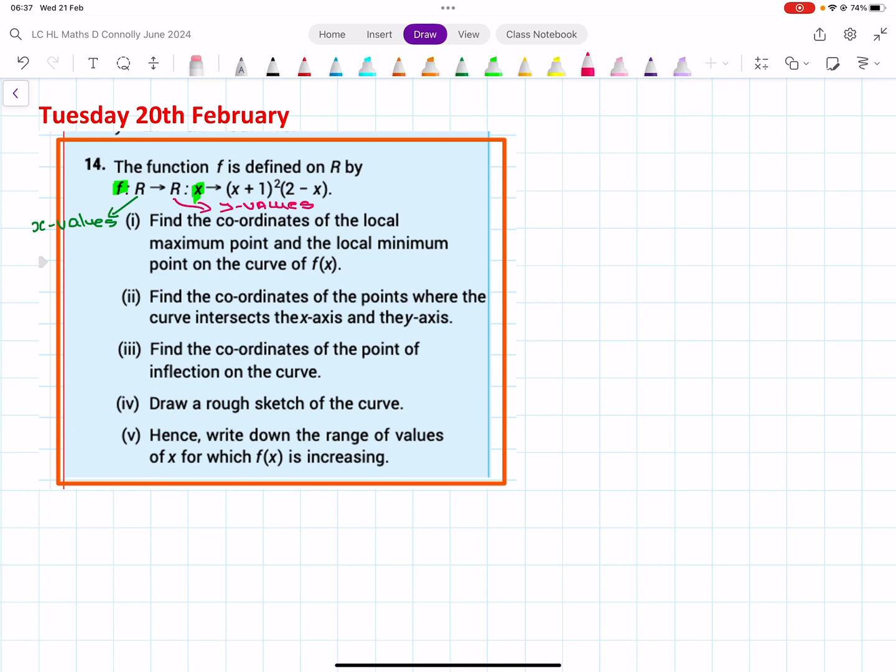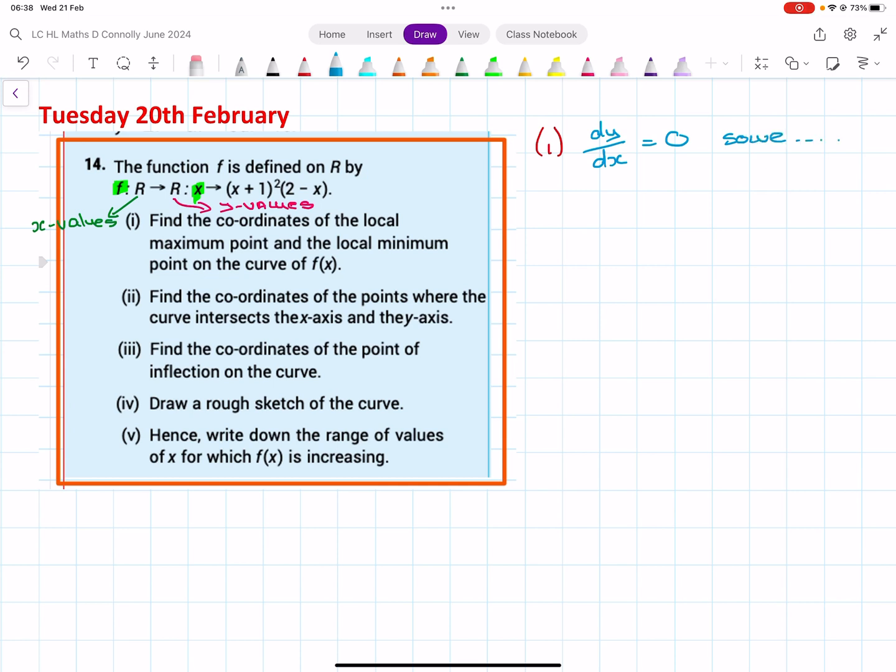We can sub in any x value and we can get any y value as an answer. So find the coordinates of the local maximum point and the local minimum point on the curve of f of x. Okay, so as soon as you're asked for local max, local min, you're going to go through the process where you find dy/dx, then you let dy/dx equal 0, solve, etc.